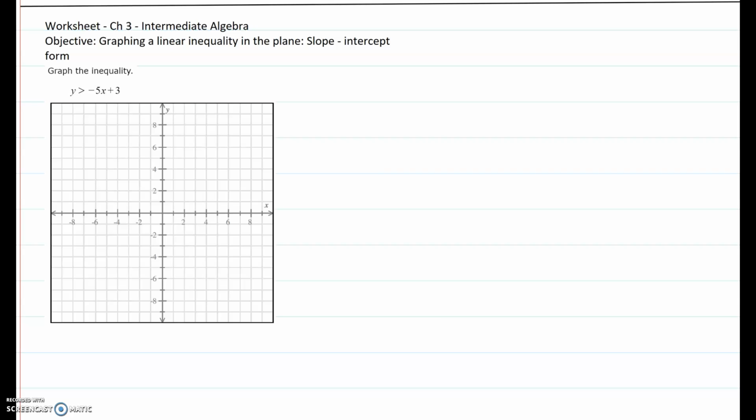Graph the inequality y is more than negative 5x plus 3. As we did in the earlier problem, we are going to graph the boundary line, which is y equal to negative 5x plus 3. Keep in mind here, it is strictly greater than, we don't have that equal to sign. So the boundary line that you draw has to be a dotted line.